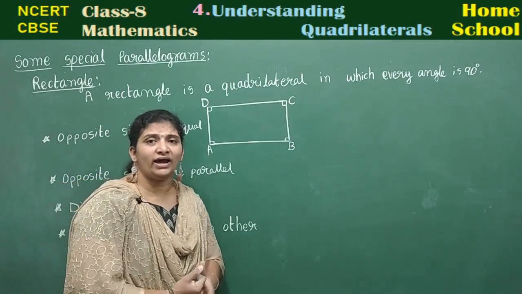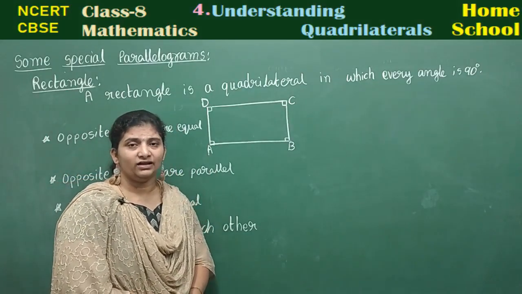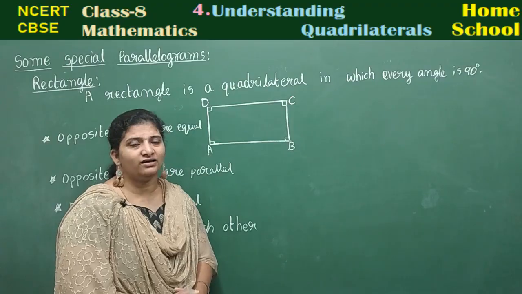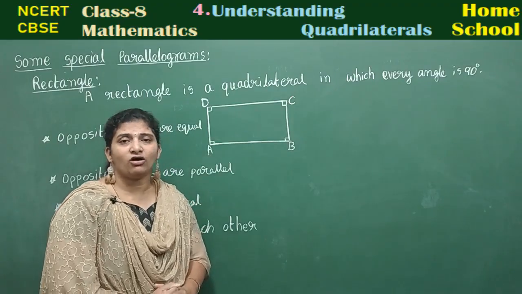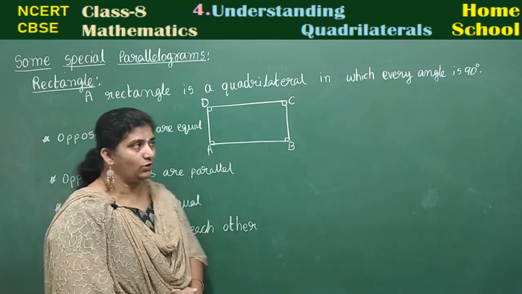We call a quadrilateral a rectangle when all the angles are 90 degrees and the opposite sides are equal.